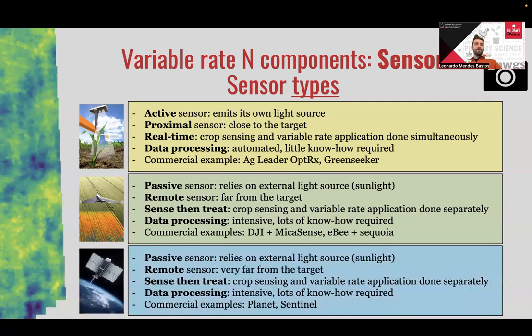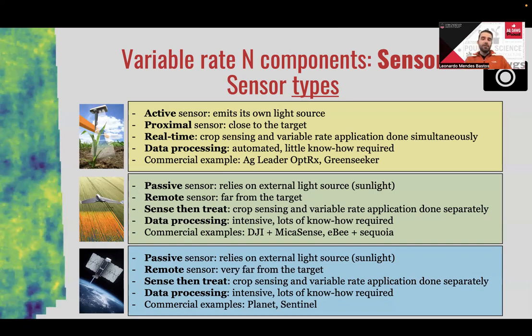And then lastly, we have satellites, right? So satellites, most of them are still passive, so they do require sunlight to work. They are remote. They're the farthest away from the targets that we can use. They're also, in a sense, sense-then-treat style, because of course they cannot apply something for you. You have to use their data and then create a map and then feed that into a variable rate equipment. And data processing can also be intensive and require lots of know-how.